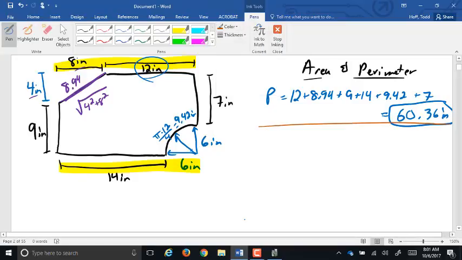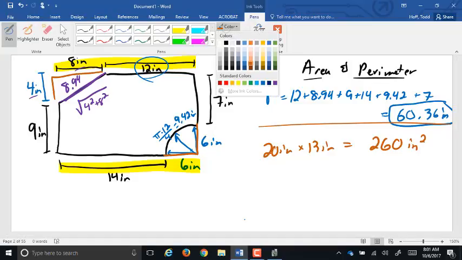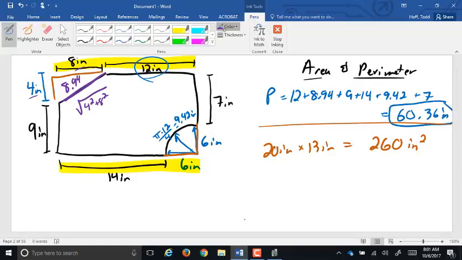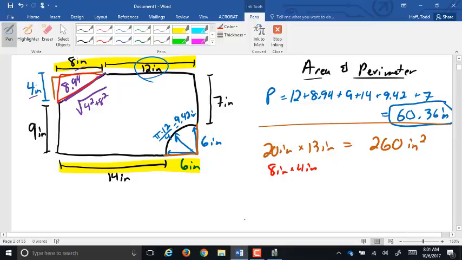Area, the easiest way for me to do the area of this would be to fill this in, make it a full rectangle. That rectangle is going to be 20 by 13, which is going to be 260 inches squared. From that, I'm going to subtract this 8 by 4 triangle. So it's 8 times 4 divided by 2. It's going to be minus 16 square inches, which will be 244.